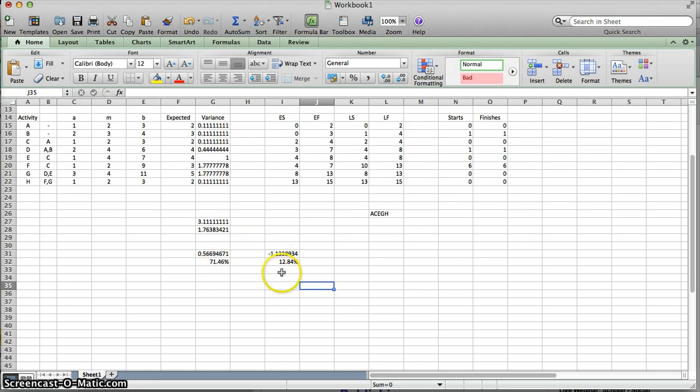But we also can calculate the probability below that, because there is a probability that you will get it done early based on the variability that we know. But it's only a 13%, 12.84% chance that we'll get it done 2 weeks earlier. So you can calculate lots of different numbers out there.